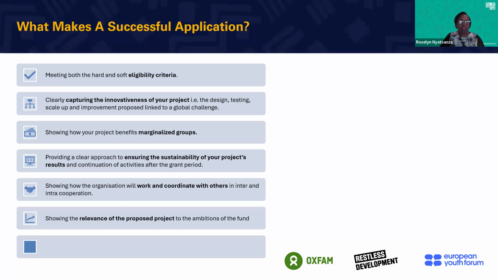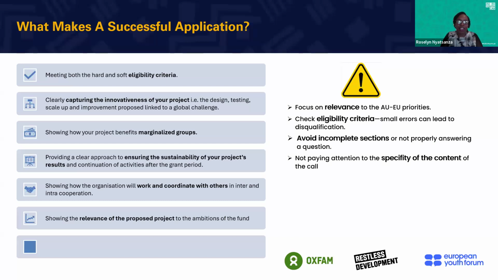Like we mentioned, the grant period is for 12 months, but we don't expect that after 12 months, everything comes to an end. So we need to see the sustainability of the project, how you are going to ensure that it will continue even after the official grant period has ended. You also need to show how your organization will work with and coordinate with others. This is an AU-EU project, and so there is need for that interaction.